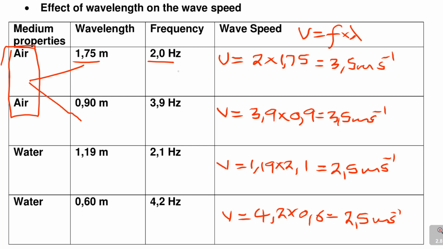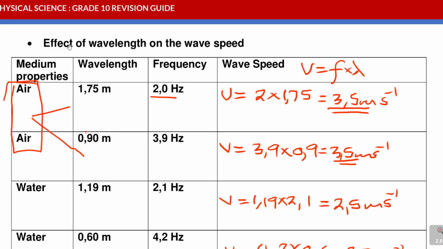The interesting part is that the speed of these 2 waves is the same. Do you see that even if the wavelength changes, it doesn't affect the speed of the wave? Even if the wavelength was 1,75 or 0,9, the wave speed is the same. Hence this question, effect of wavelength on wave speed: does it affect speed? No. The wavelength has no effect on the wave speed.